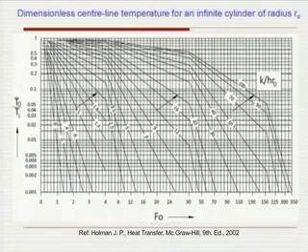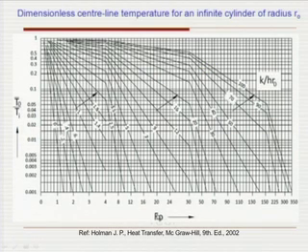In exactly a similar way, we can see the center line temperature chart plot for an infinite cylinder of radius R naught. Here the Biot number is defined so that 1 by Biot number is k by h R naught. So the Biot number is based on the radius of the cylinder, and the plot is the dimensionless center line temperature T naught bar by T i bar versus Fourier number.